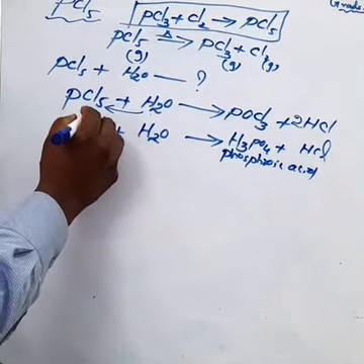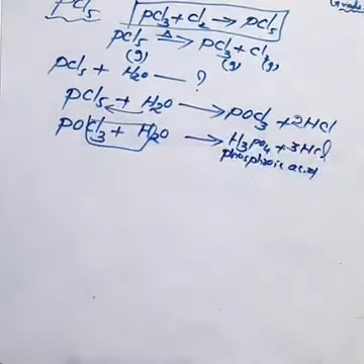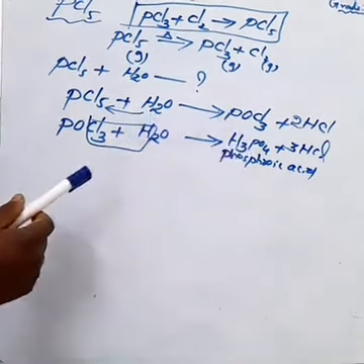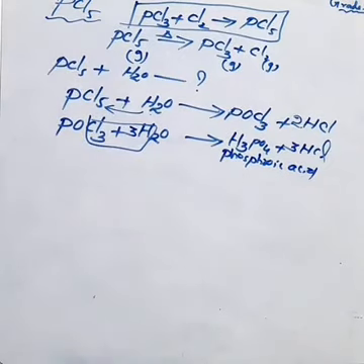Reactant side 3 chlorine, product side make it 3 HCl. Then how much hydrogen is there in the product side? 3 plus 3, 6. So on the reactant side make it 3 into 2 is equal to 6. Okay. Now the equation is balanced.